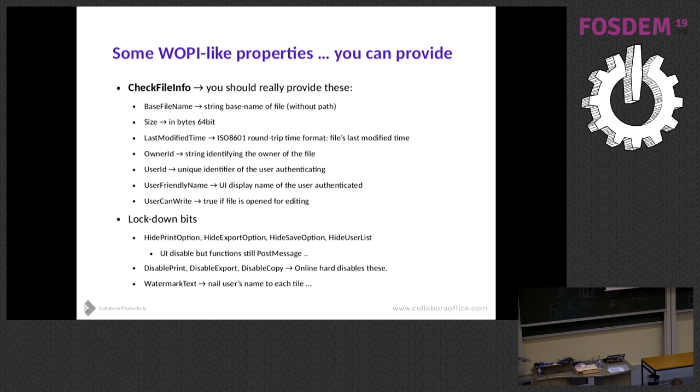And there are a few lockdown bits. So some things people like to tweak in the UI. They prefer, instead of having a user list in our application, to have it around the side of the shell. So then you can hide that feature, or maybe printing or exporting, these kinds of things. You can just hide them. Or you can enforce those on the server so that you simply cannot copy out of the document because there's no text in it. It's just tiles.